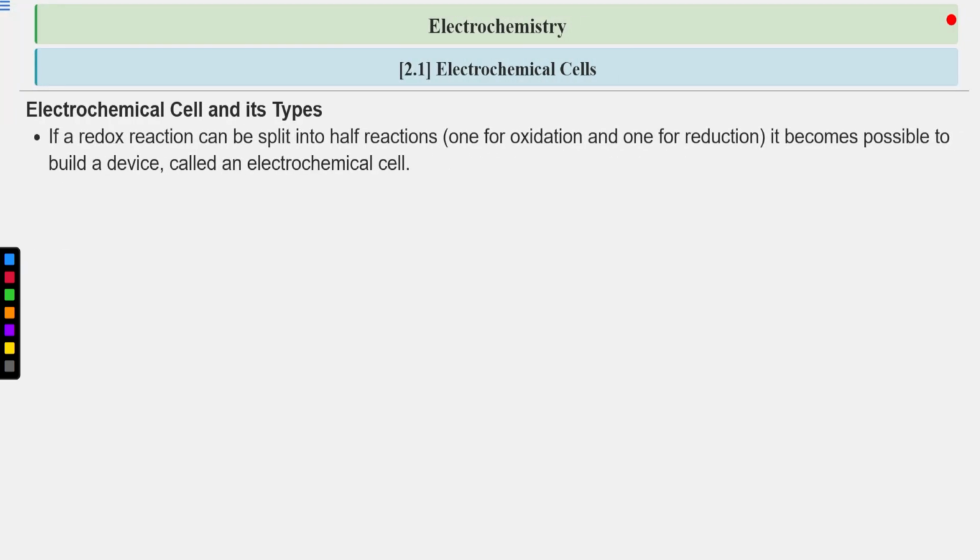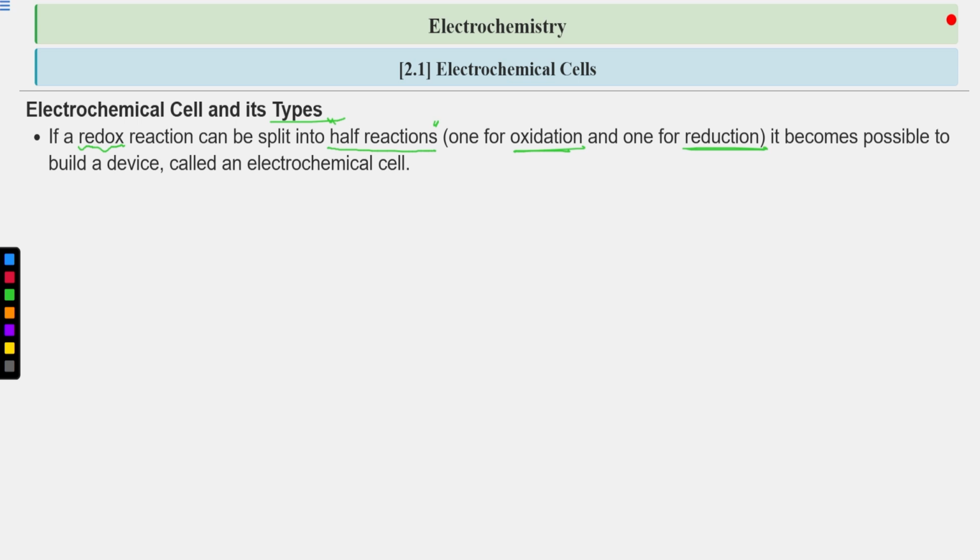Now let's talk about electrochemical cell and its types. If you have a redox reaction, okay, we just saw an example of that, you can split it into two half reactions, one for oxidation and one for reduction. There is a specific reason why we are calling them half reactions: only one of the processes is carried out in that reaction, either oxidation or reduction.